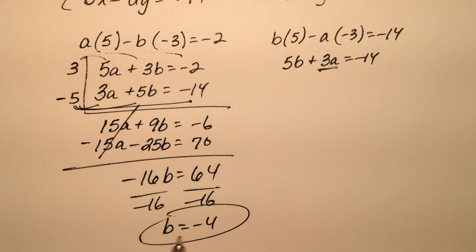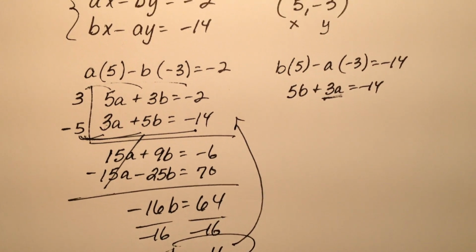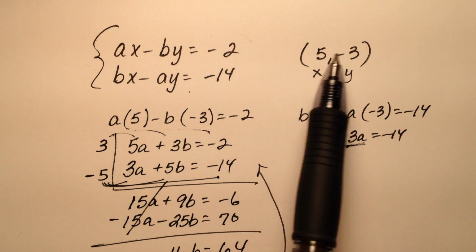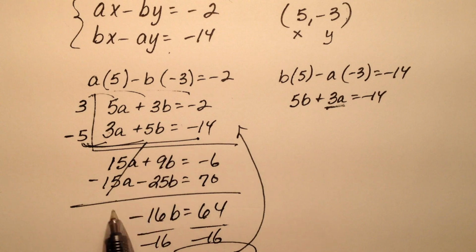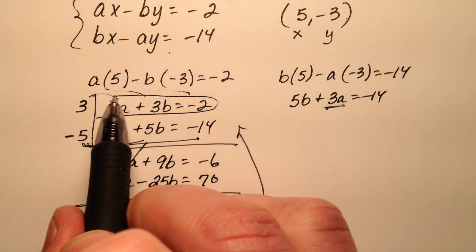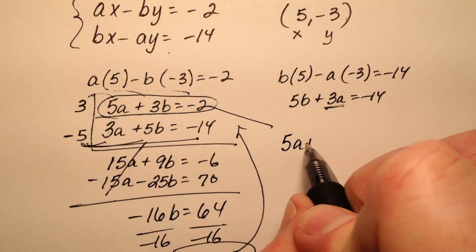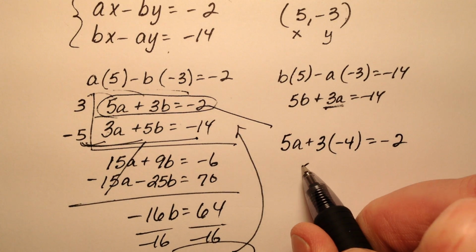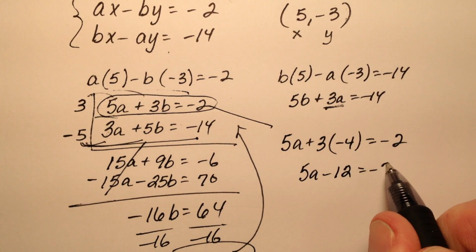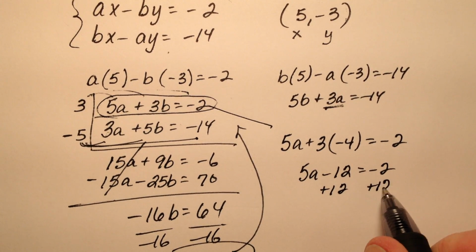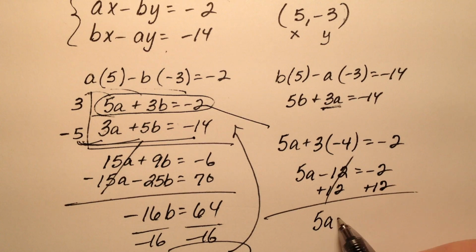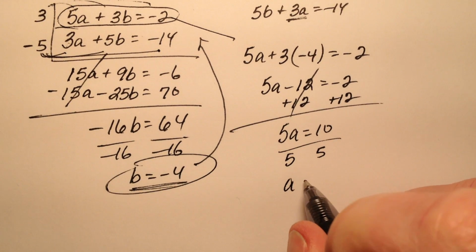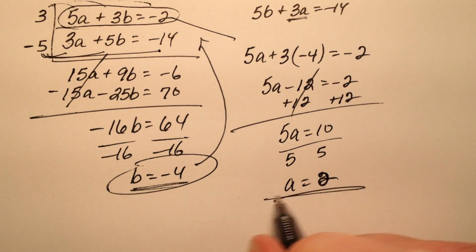So now once I know what my b value is, let's go ahead and plug that back into one of these equations. And I'm not going to plug it into the original equations way up here, because we already did a lot of work with our x and y to get down to this point. So let's just plug it back into one of these. Let's say this first one here. So 5a plus 3b, and b is negative 4, equals negative 2. So 5a minus 12 equals negative 2. So when I add 12 to both sides, 5a equals 10. And it looks like my value for a is going to be 2.